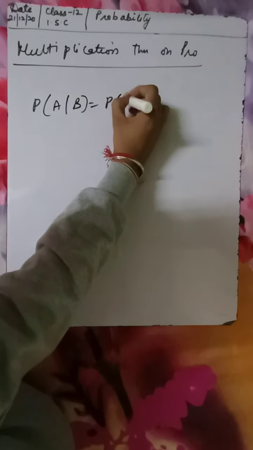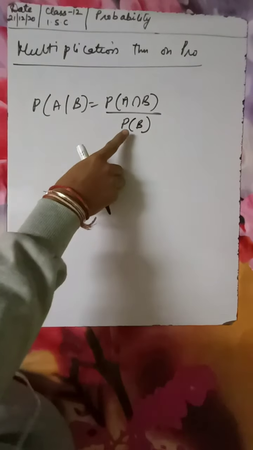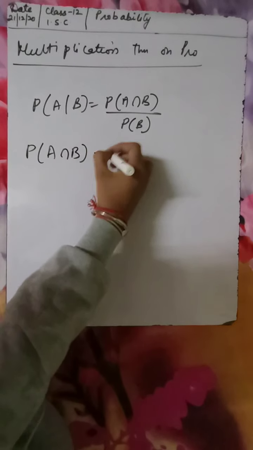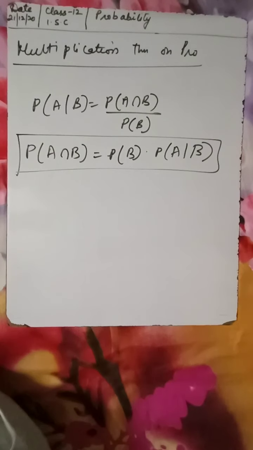Now, multiplication theorem on probability, what does this mean? This is just a simple thing. As we know by conditional probability, P(A given B) is nothing but P(A intersection B) upon P(B). If you take P(B) to the other side, P(A intersection B) can be expressed as P(B) into P(A given B). This is called the multiplication theorem on probability.